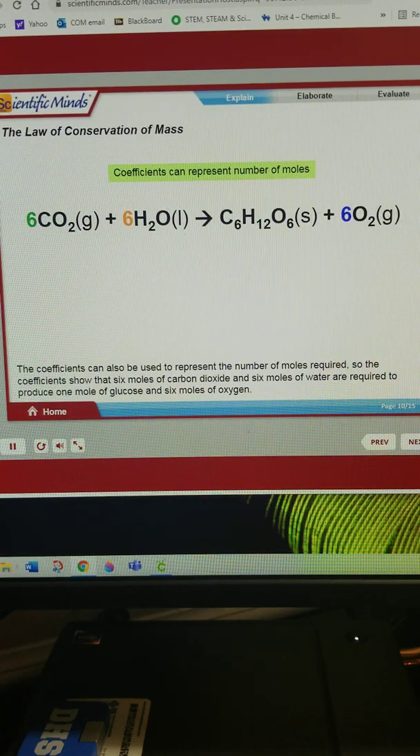The coefficients can also be used to represent the number of moles required. So the coefficients show that 6 moles of carbon dioxide and 6 moles of water are required to produce 1 mole of glucose and 6 moles of oxygen.